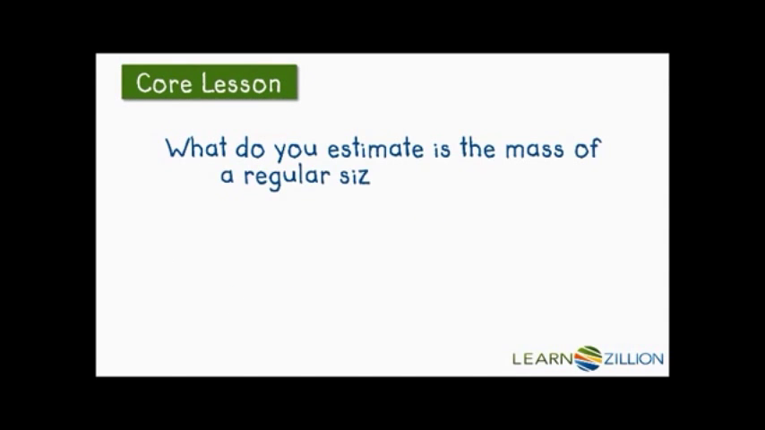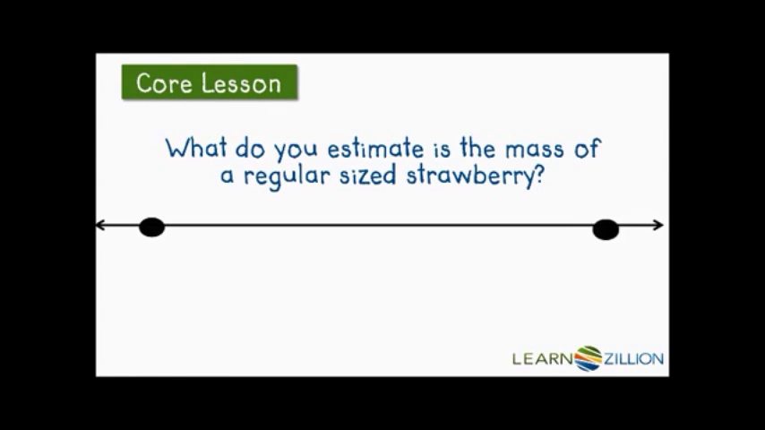And so let's use the same strategy to estimate the mass of the strawberry. This time, I think that the mass of a strawberry is somewhere in between the mass of a paper clip, which is 1 gram, and a pen, which is 10 grams. And I wonder, is it closer to the mass of a paper clip or closer to the mass of a pen? I think that a strawberry is definitely closer to the mass of a pen, but I don't think it's the same. And so I'm going to estimate that the mass of a strawberry is about 6 grams.